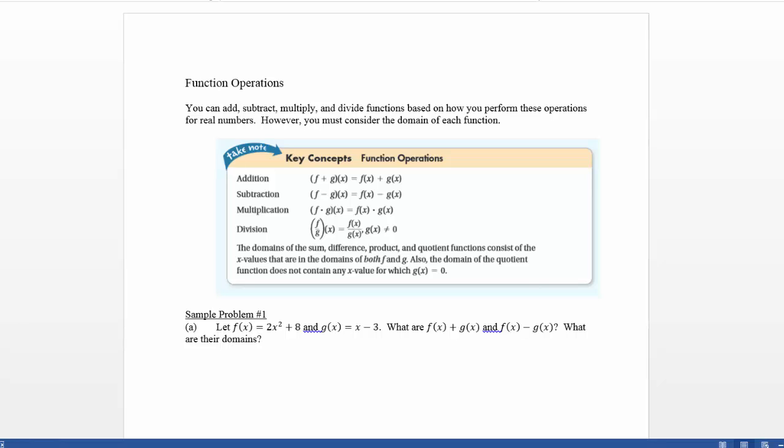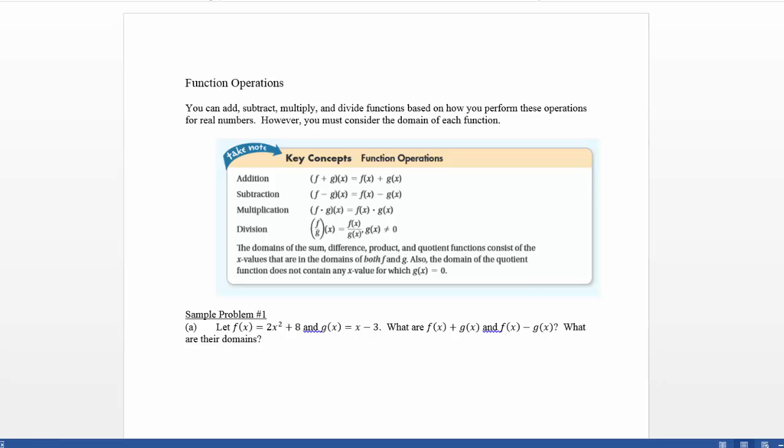Now, there is a very important note at the bottom referring to the domains, and it basically says the domain of the new function after combining them through a specific operation has to be a combination of the domains for both f and g. So keep that in mind. The simple way to do this is to do the function operation, identify the new function, and then come up with a domain based off your knowledge of that function type.